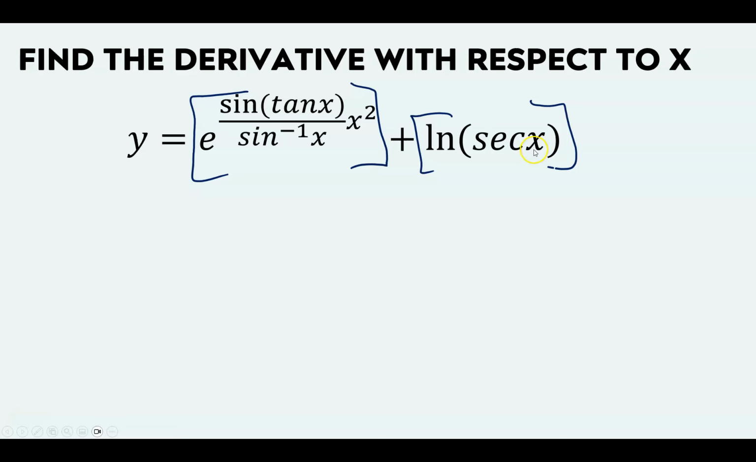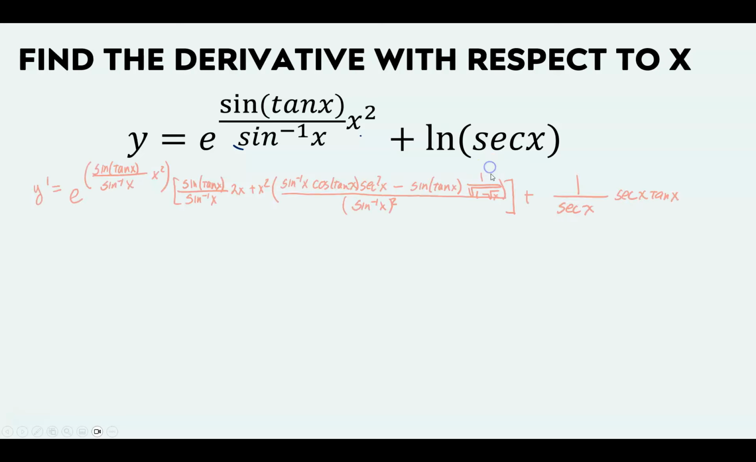Natural log of secant, although that's a little involved. But the left-hand side, you have to deal with e to a power first. And then inside of that power is a product of two functions. And one of those functions is a quotient. And inside that quotient, let's see, is a chain rule on this sine. And if you want to do that on your own and check, here's what I wrote out.